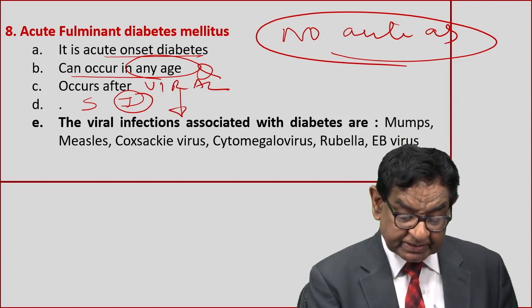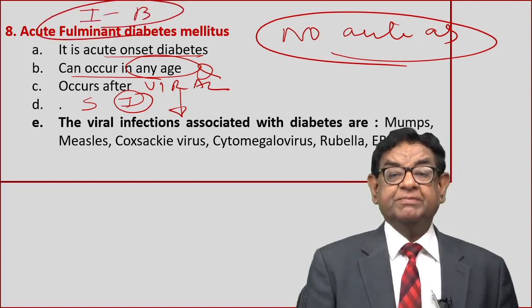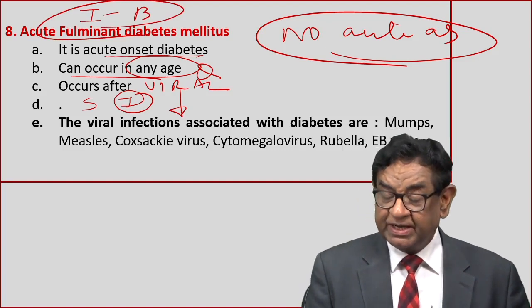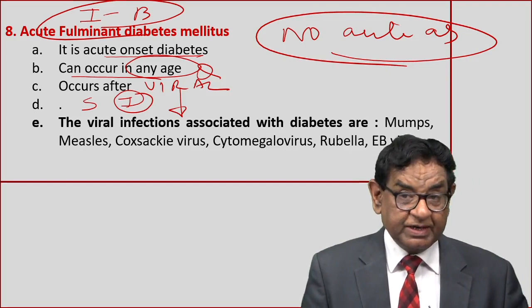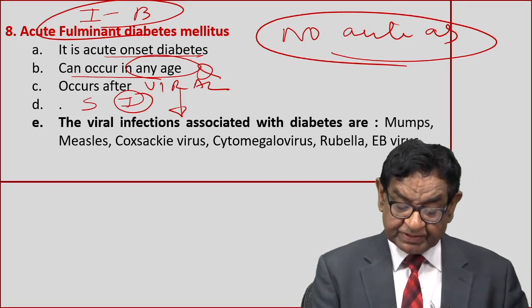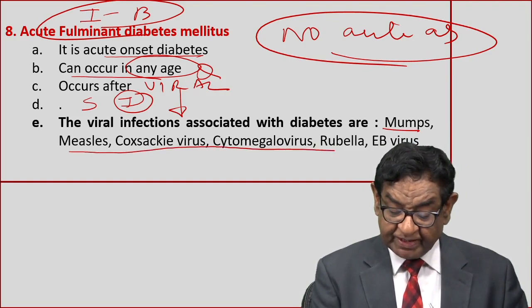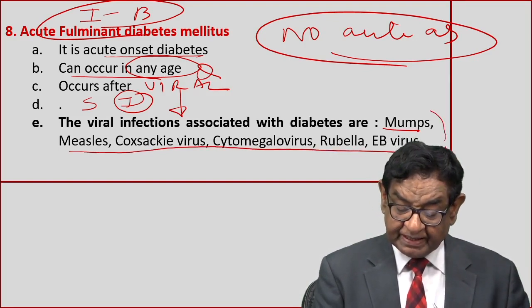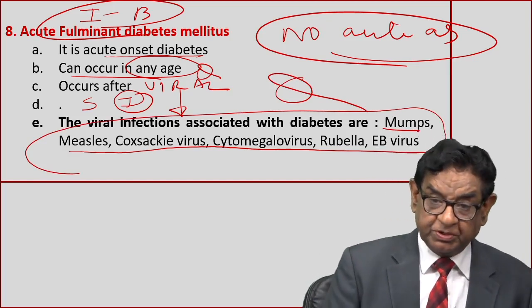The other name of this diabetes is type 1b diabetes. That means the patient has reduced insulin level and there is destruction of beta cells, but without any autoantibodies. The common viruses which can induce this problem are mumps, measles, Coxsackie, CMV, rubella, and Epstein-Barr. This again is a very important question. This you should know.